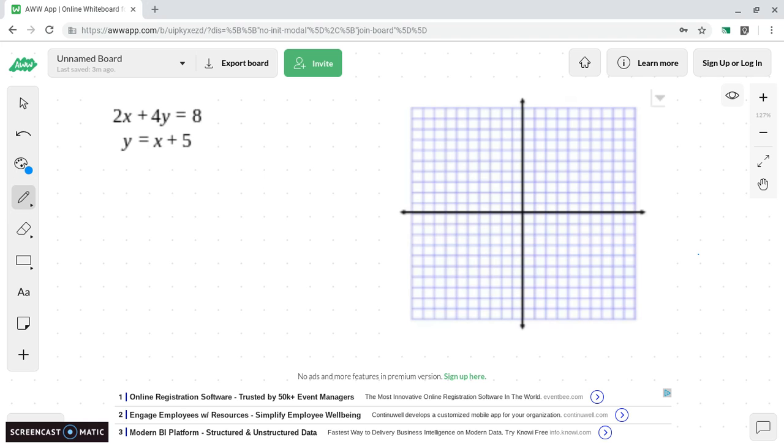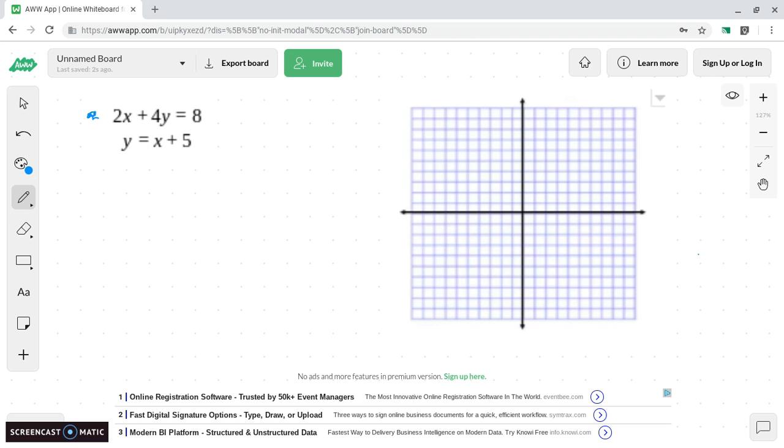Okay, so for this one, we have two equations and we have a graph. So we need to graph the system to find their intersection point, to find their solution. So we're going to start with the top equation. And I'm going to use blue, so I'm going to put a little blue squiggly next to it.